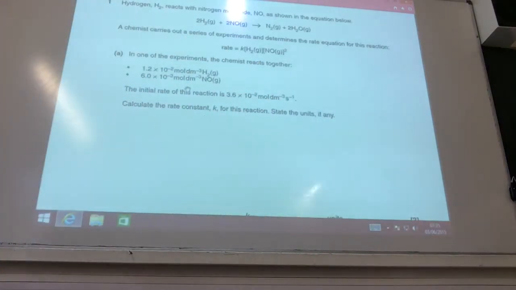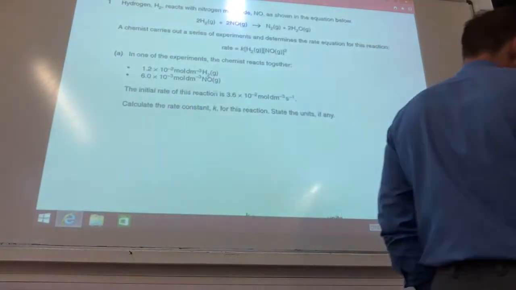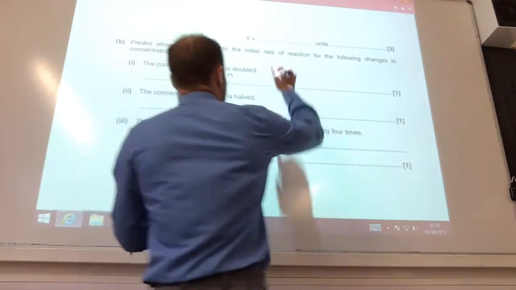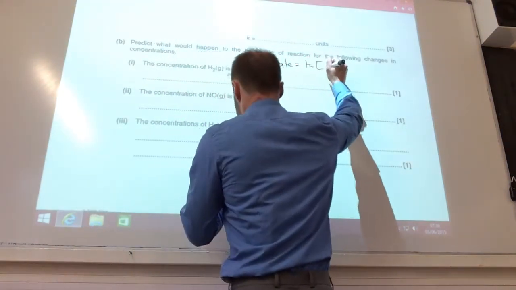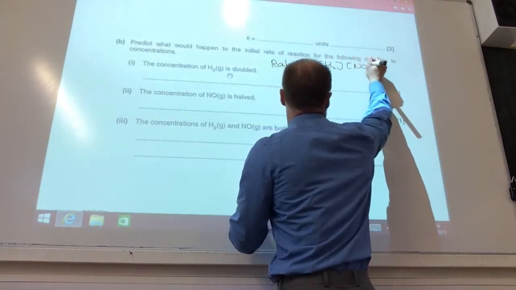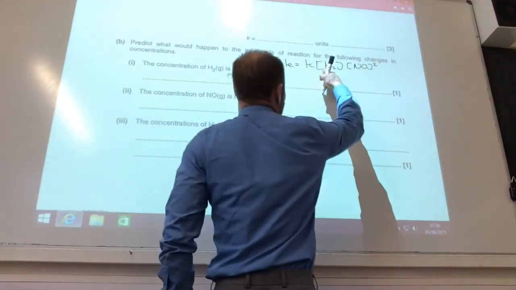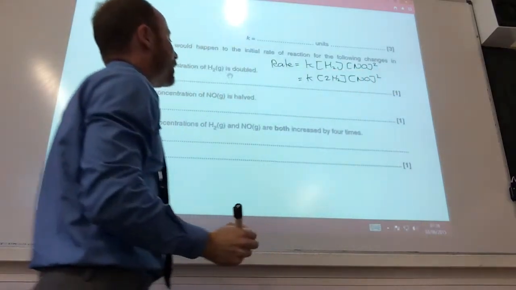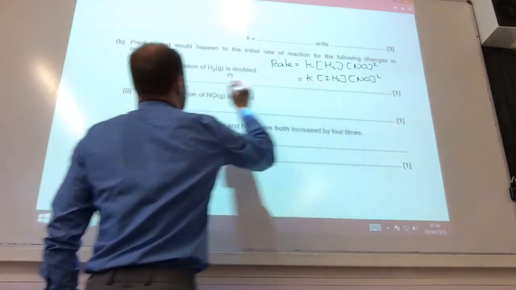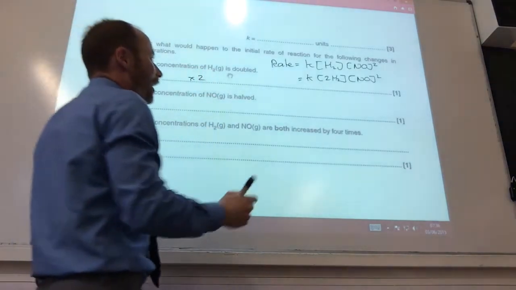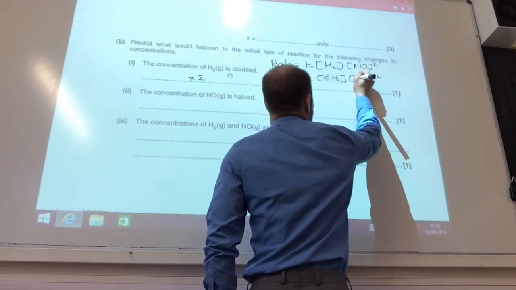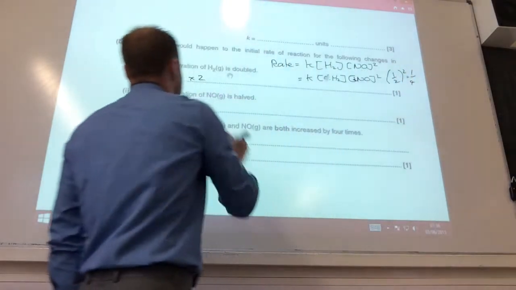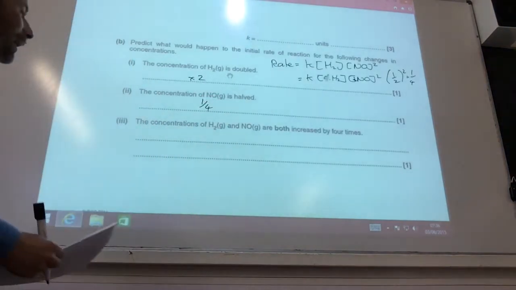Right, so it now wants me to calculate what happens to the initial rate if I make the following changes. So let's pop up the rate equation just to remind us. Rate is equal to k times the concentration of H2 and the concentration of NO squared. If I double the H2, what's going to happen to the rate? Well, the rate's also going to be doubled because I just times that by 2. If I now halve the concentration of NO, a half squared is a quarter, and therefore it would go down by a quarter.